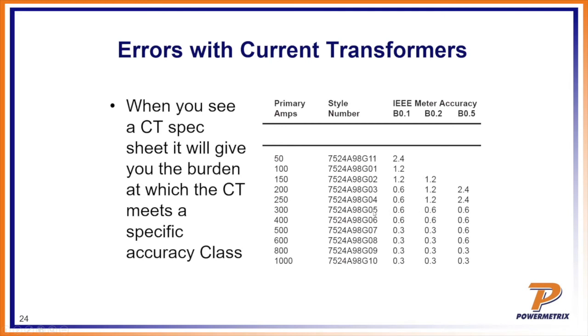But once you get down to 300 amps, you're dropping below that 100% range, and so you're guaranteed 0.6. And it gets even worse as your primary amps go down. So CTs, and if there's one thing you walk away from this presentation with, it's that CTs like to be overdriven. If you oversize a CT and you put very little current through there, the CT is just not as accurate.